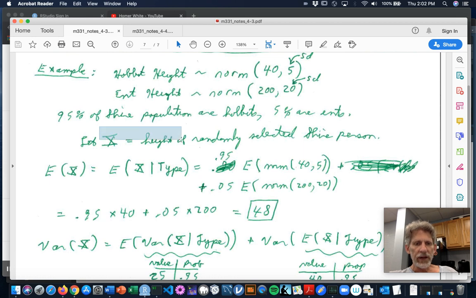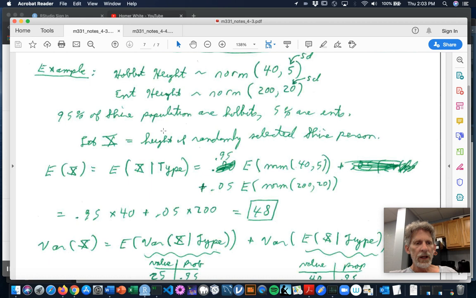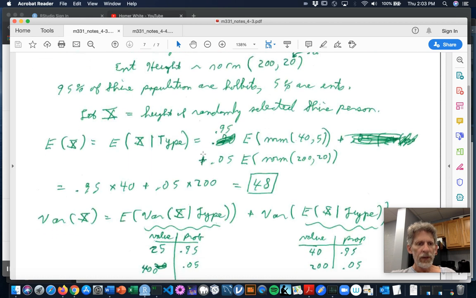And let's let capital X be the height of a randomly selected Shire person. In some textbooks, they'll call a random variable like capital X a mixed random variable because it's the mix of two other random variables where there's some fixed proportions for how you do the mixture. Anyway, can we find the expected value and the variance of capital X? So what's the expected value for the height of a random person in the Shire?